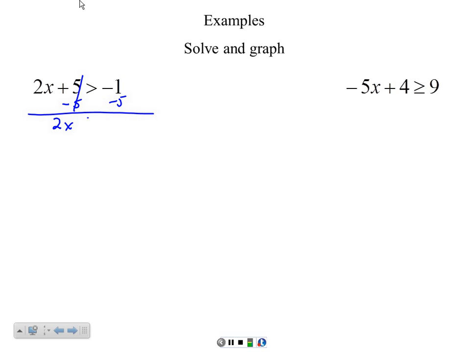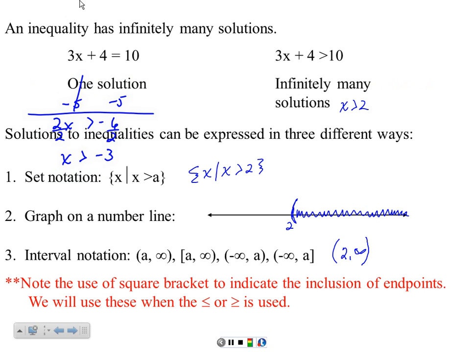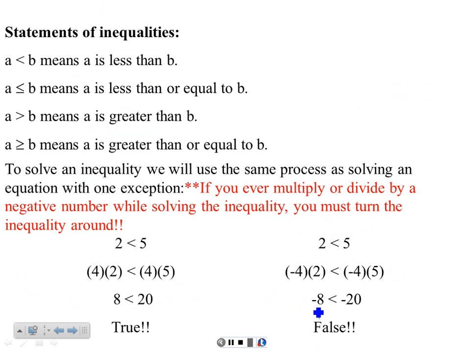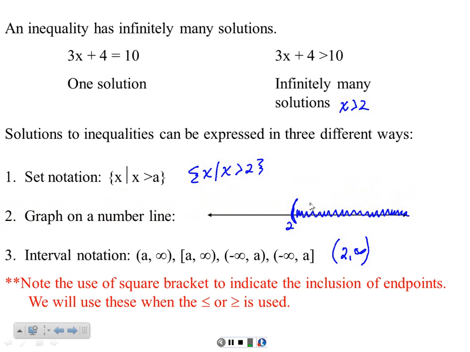And so we'll have 2x is greater than negative 6, and then we'll divide both sides by 2, and so we're going to have x is greater than negative 3. Now, the statement that I made earlier is this: if you have to multiply or divide by a negative number, that is your key word, by a negative number, that's when you're going to turn around the inequality.